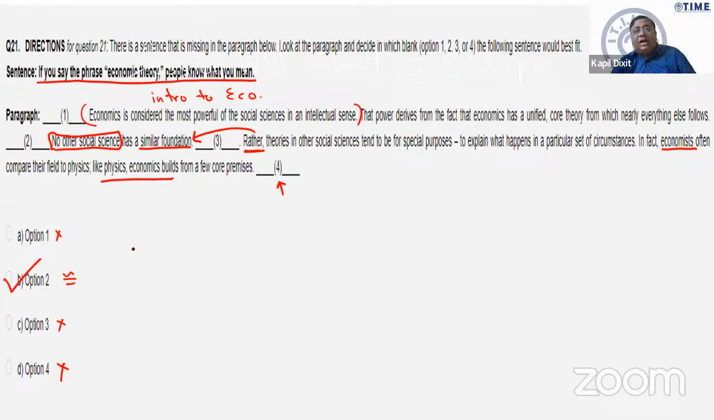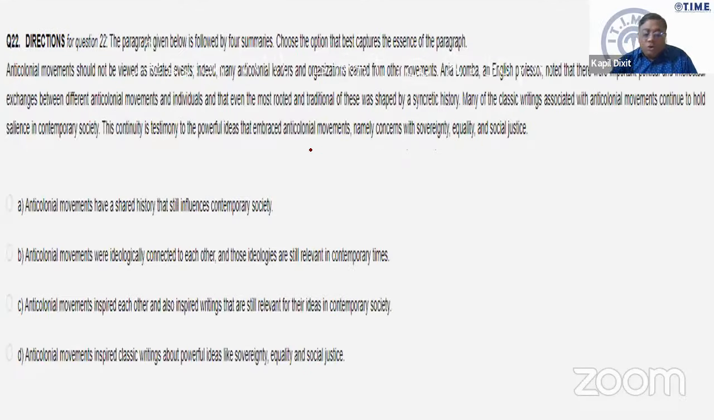So this is again, I would say, an easy question. One could have easily attempted. Okay, let's move. Question number 22.